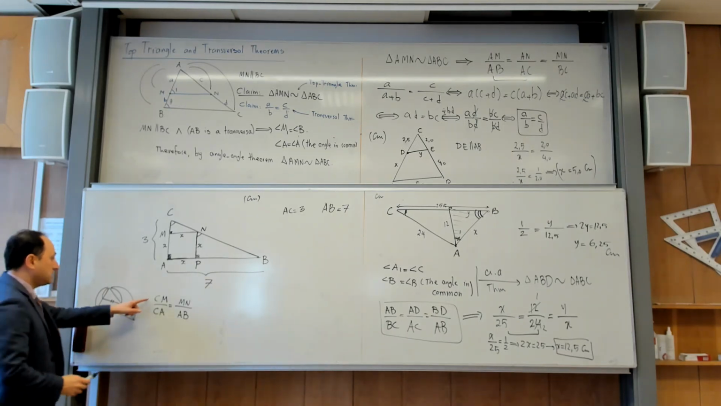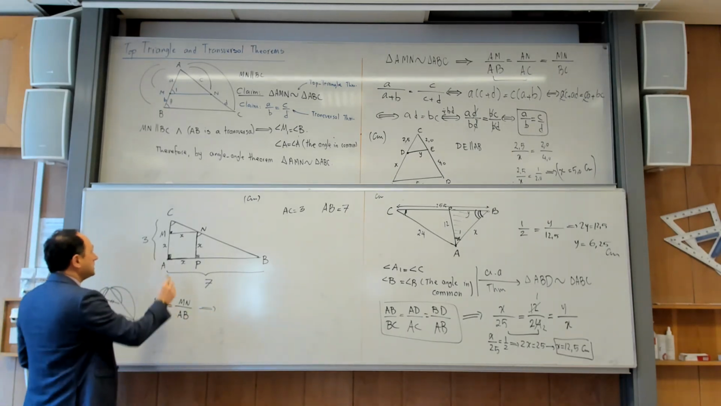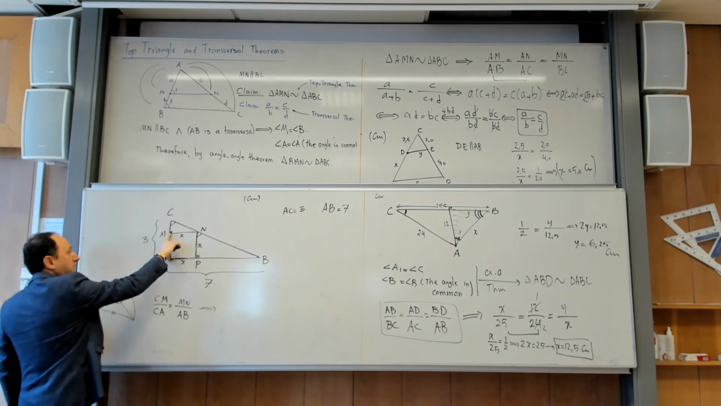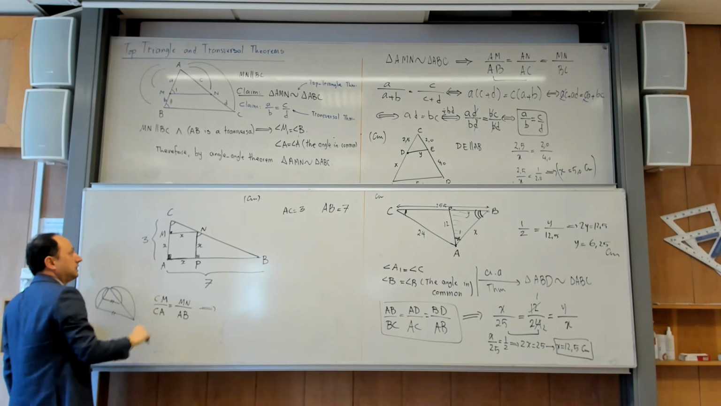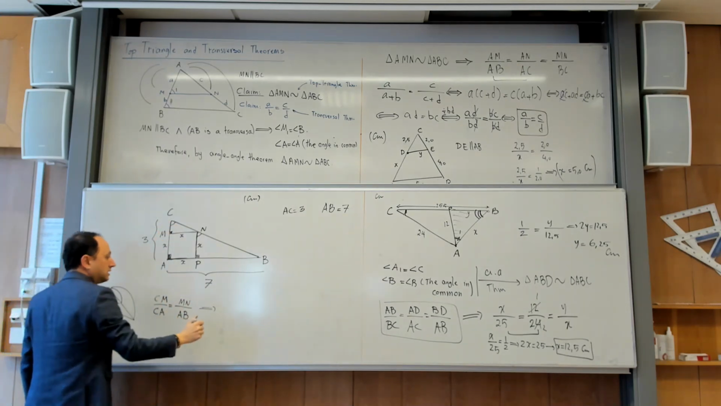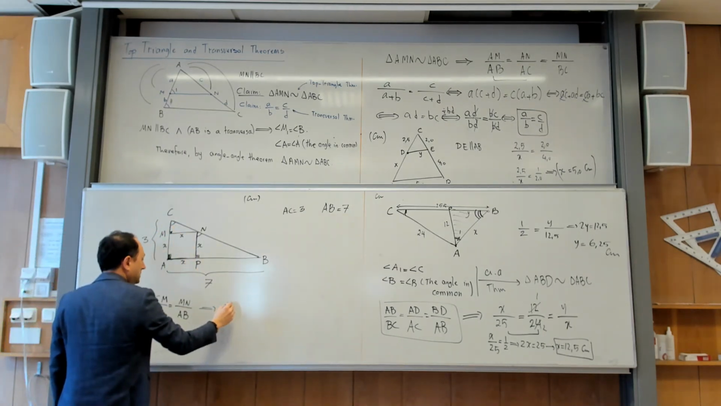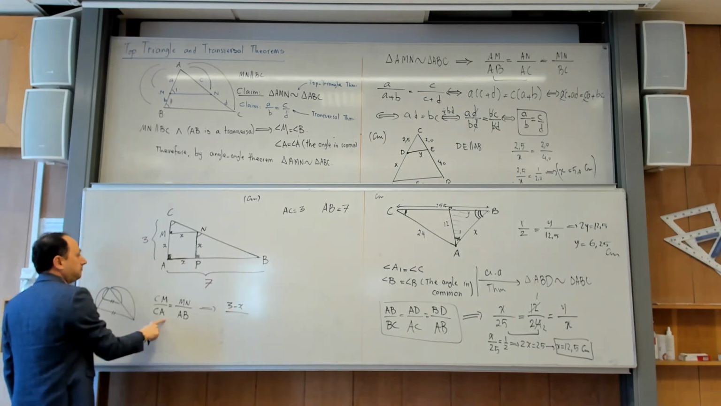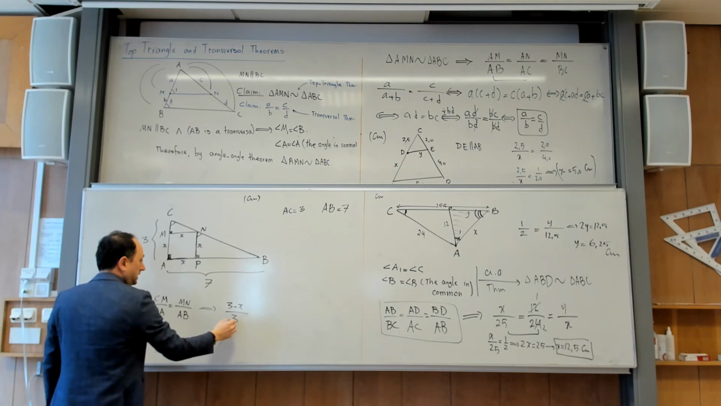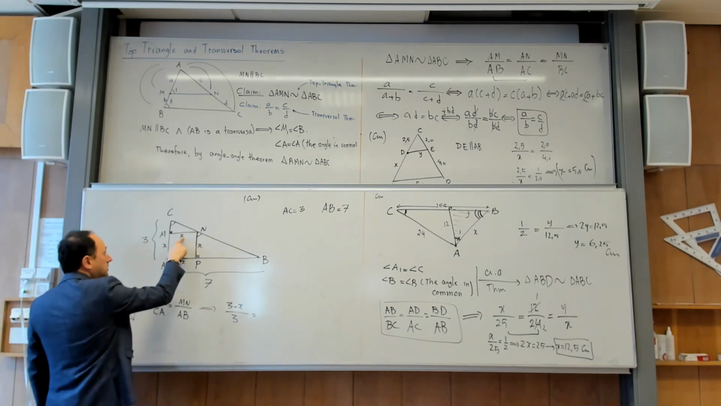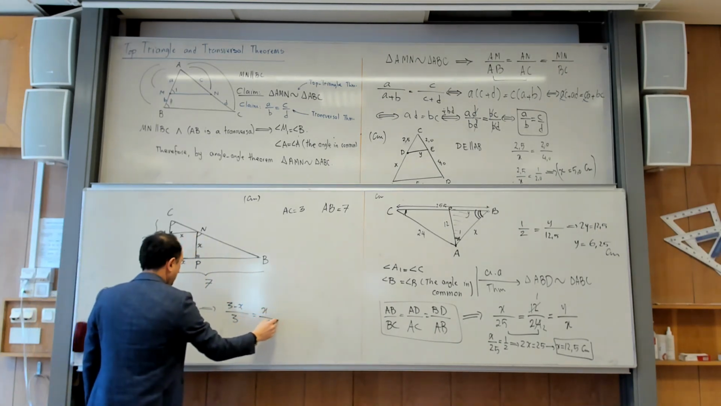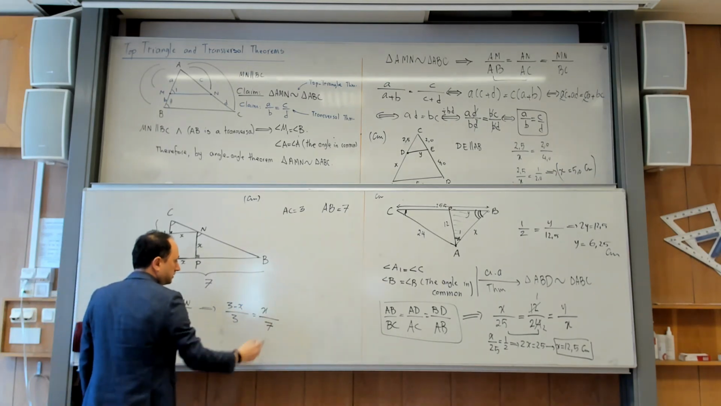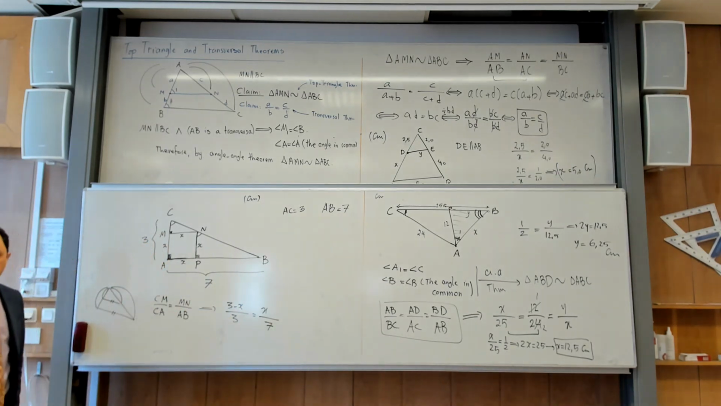Okay, so what is CM? CM is this small one. From here to here I called it x myself. The whole thing is 3. So what is left for CM is 3 minus x, over CA, over 3, is equal to MN, which is x, over AB. AB, from here to here, is 7. So this is an equation that I am supposed to solve.